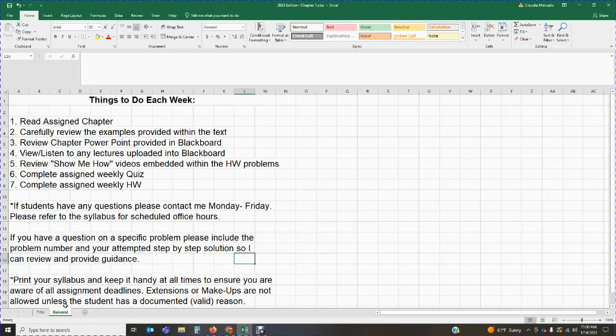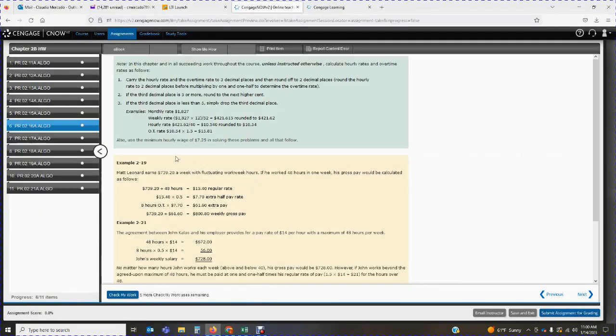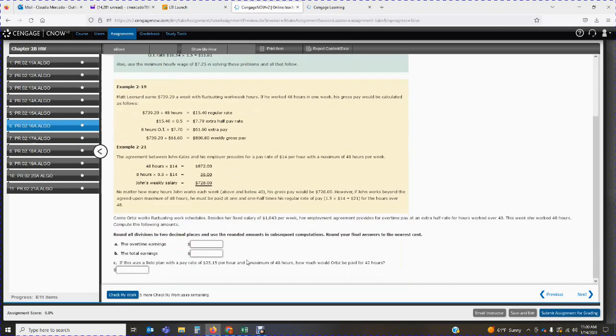Something very important that I almost forgot: on Cengage, you're going to complete your assignments and submit them for grading. They're due on Sunday night at 11 p.m. By the next morning, you can go back into your grade book, look at chapter 2B homework, and you're going to be able to see the correct answers. You're going to be able to see any feedback available for that specific problem, so you can review and see what you got right and what you got wrong.